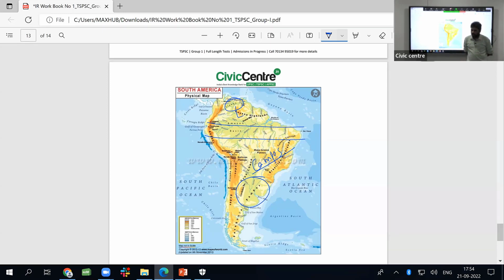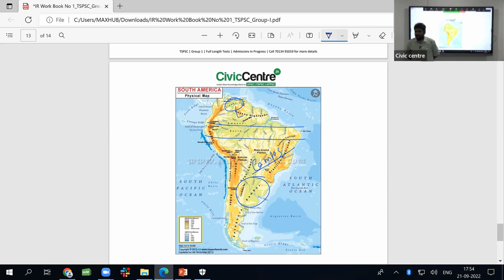Now look at New Zealand. New Zealand consists of two islands, North Island and South Island, known for dairy products. The capital of New Zealand is Wellington. Is its capital located on the North Island or the South Island? North Island.